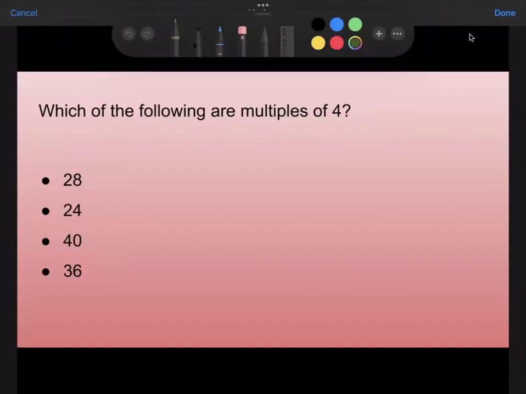Okay, here is our first example. So a multiple is a number or series of numbers we get when we multiply a number. If you saw my previous video on factors, we talked about how factor times factor equals multiple. So the factors are the numbers we multiply and the multiples are the numbers we get.